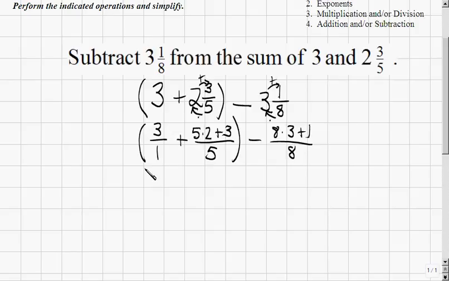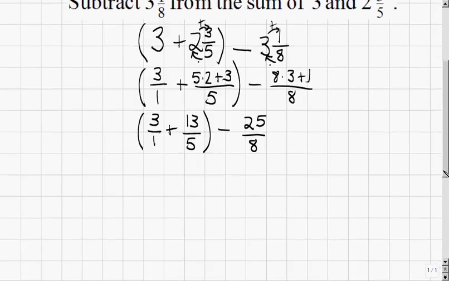Simplifying these two numerators, this problem becomes 3 over 1 plus 5 times 2 is 10, plus 3 is 13 over 5, minus, and 8 times 3 is 24, plus 1 is 25 over 8. Now we're ready to add the fractions 3 over 1 and 13/5 together.